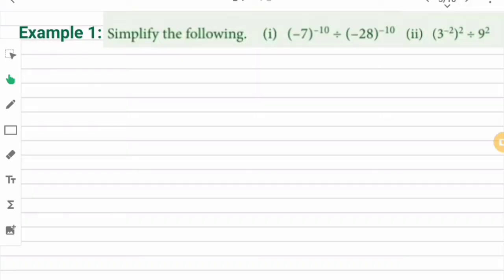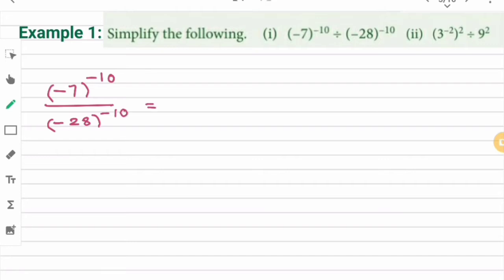So I have taken a few examples. First, example 1. Simplify the following: (-7)^(-10) divided by (-28)^(-10). First I am going to write this in a division form. That is (-7)^(-10) divided by (-28)^(-10).